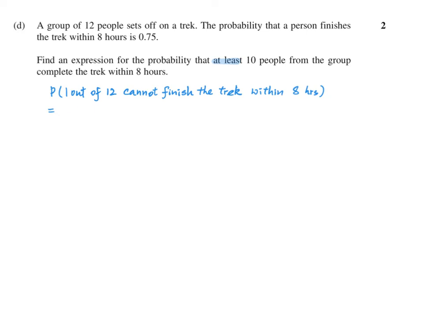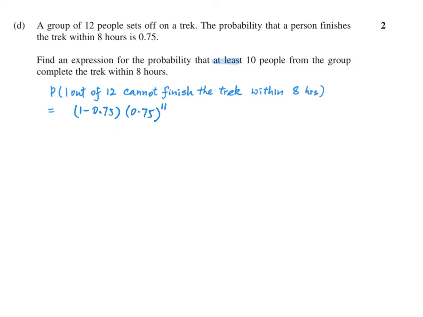What's the probability of 1 out of 12 people in the group not being able to finish the track within 8 hours? The probability that one can finish the track within 8 hours is 0.75. So one who cannot finish within 8 hours is 1 minus 0.75. And then the remaining 11 people can finish within 8 hours, so that is 0.75, and there are 11 of them.